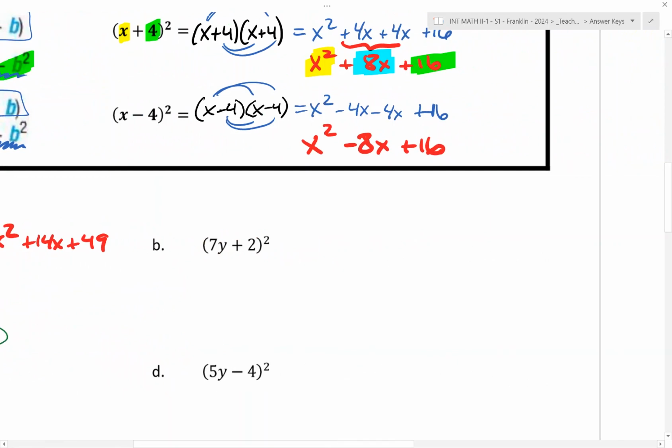So 7y plus 2 all squared. So first we do a squared. 7y squared is 49y squared. And then 2ab, 2 times 7y is 14y. 2 of those is 28y. And then 2 squared, that's 4.